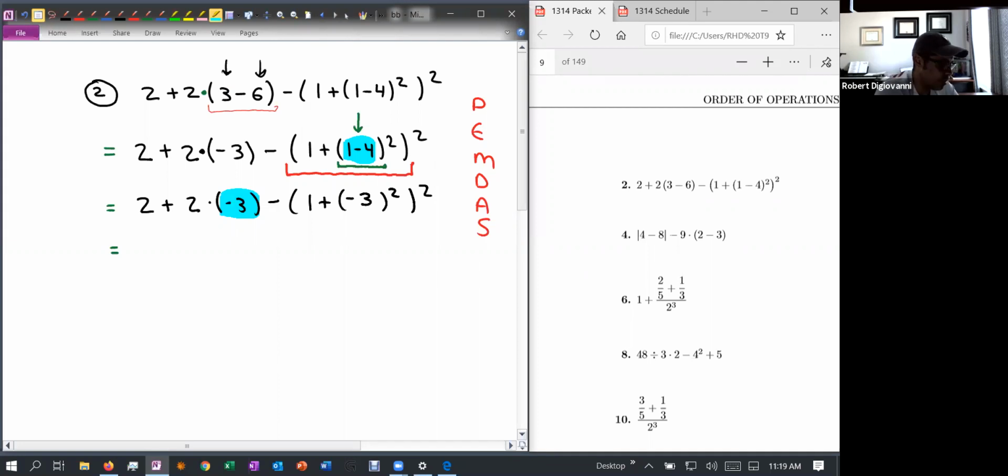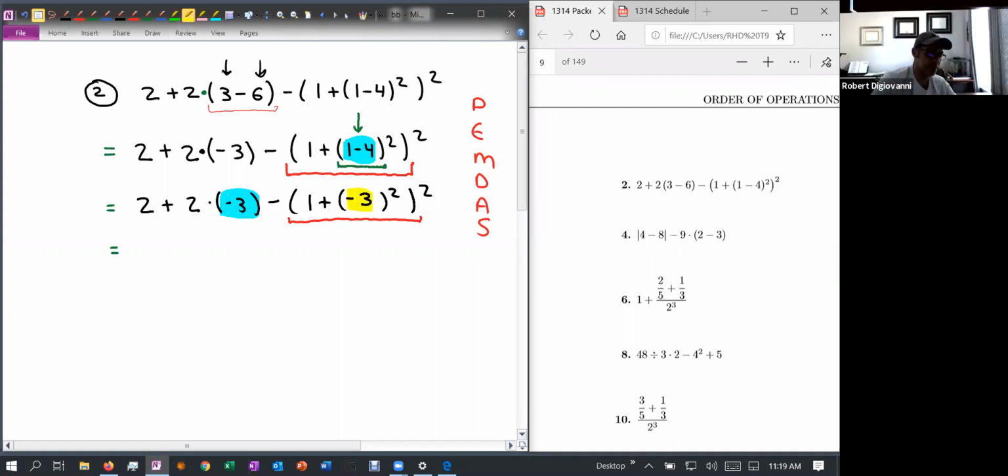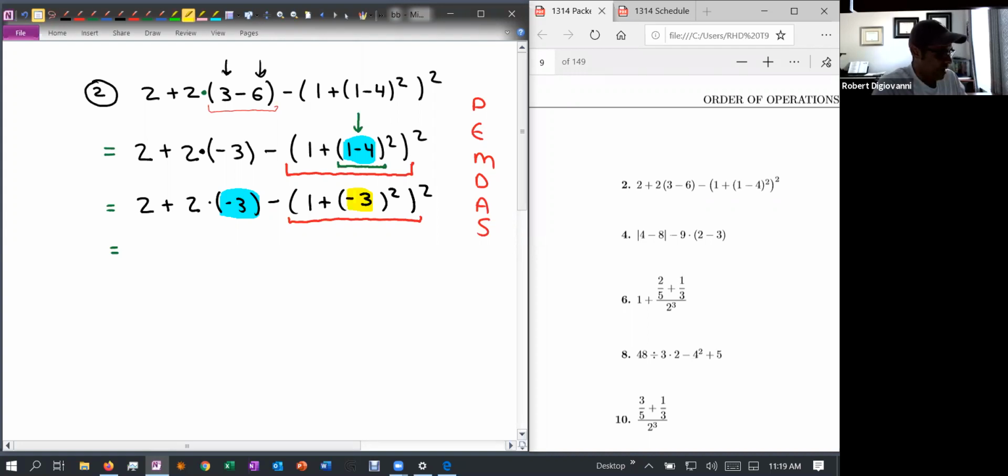So I look for any other parentheses. I have, again, this big group. I have to do what's in there first, right? I cannot do anything with this -3 because it's in parentheses, but there's nothing I can do. -3 is -3. I'm working within these parentheses. There's no other parentheses within them, so now I move on to exponents. I do have an exponent. The exponent here is 2.